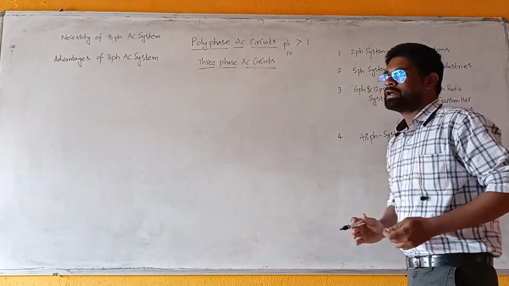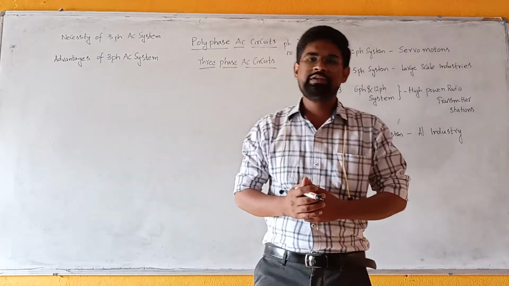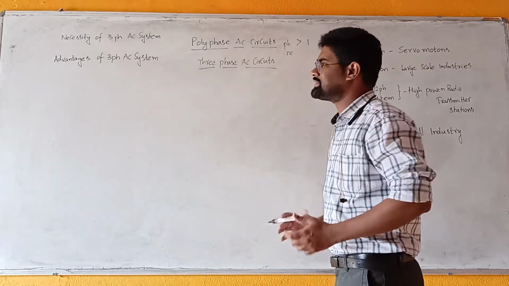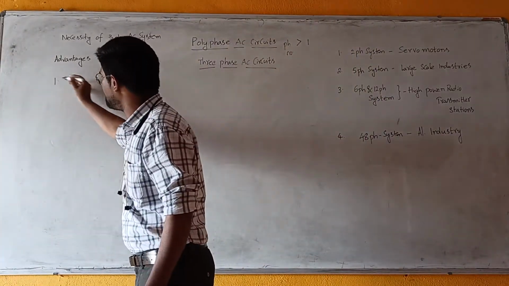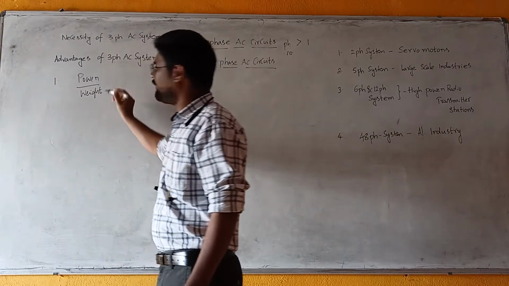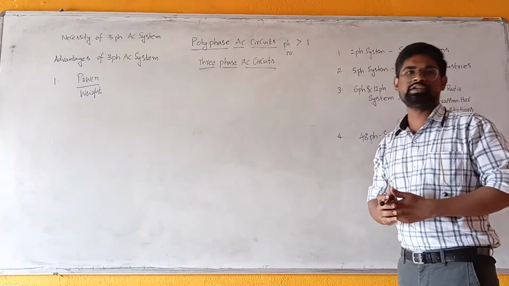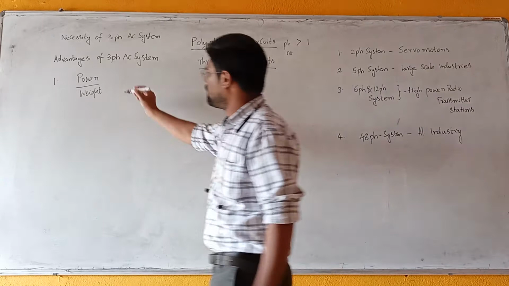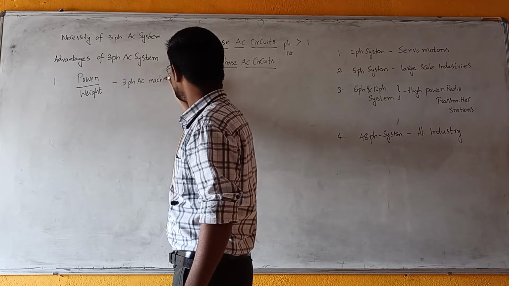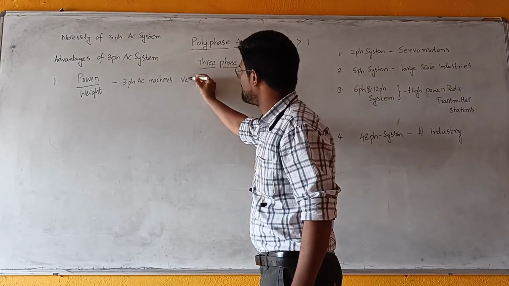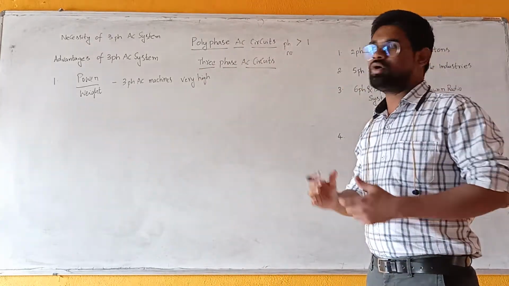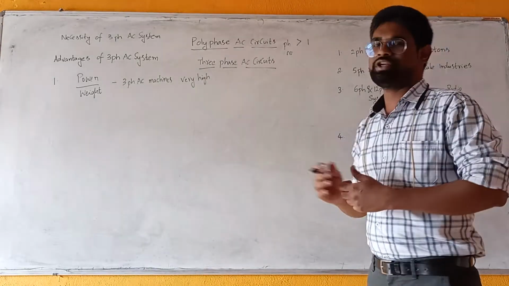First of all, the three-phase AC system is the most popular and widely used AC system in the world. The first necessity of going to three-phase AC systems is that the power to weight ratio of three-phase AC machines is very high. This is one of the first important points, and based on this reason we go for three-phase AC systems.